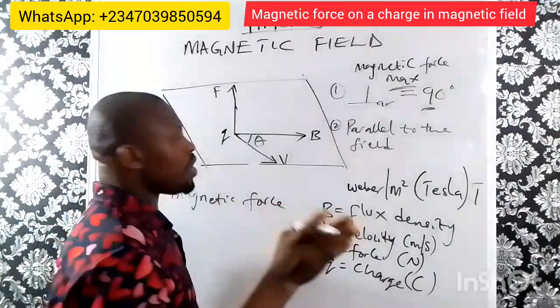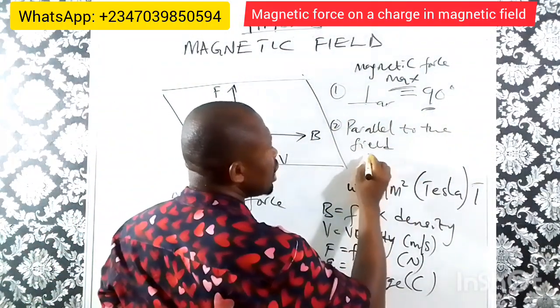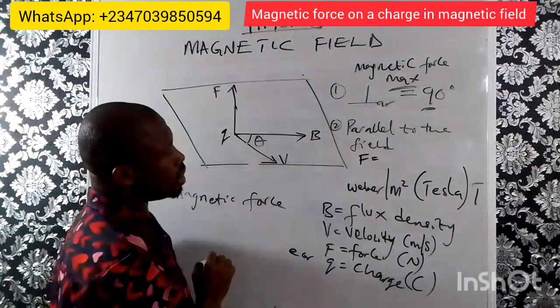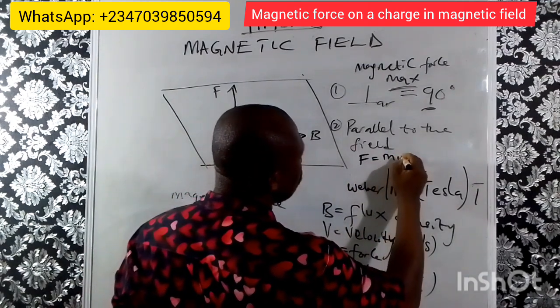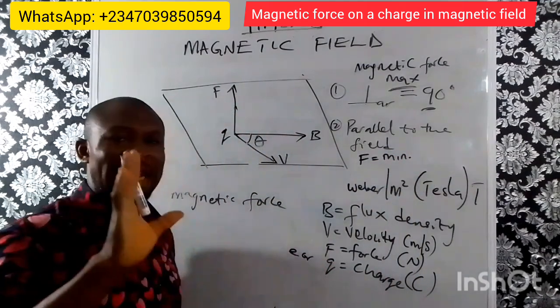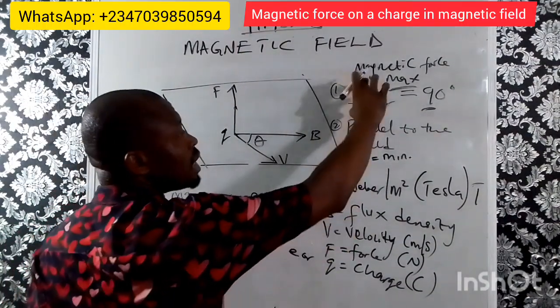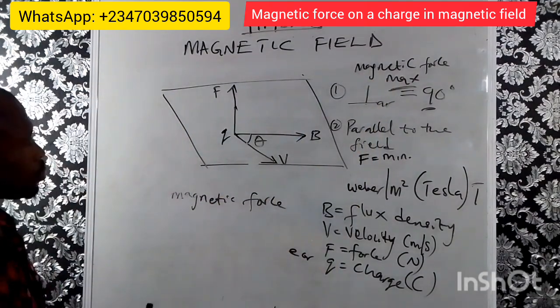Now, if the charge is moving parallel to the plane, the magnetic force there is minimum. So at this point, it has no magnetic force. It only has magnetic force at the other point. Now let us show it.